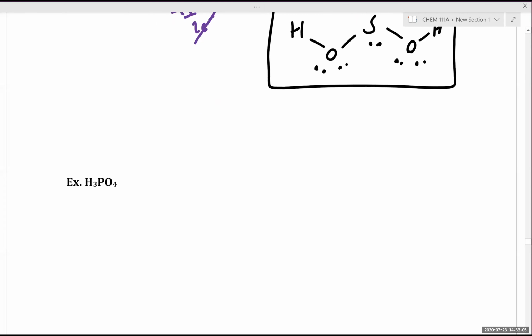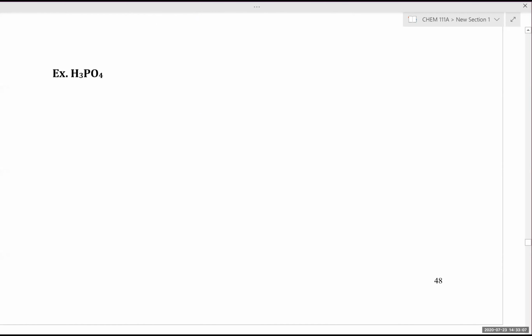Okay, so let's take a moment and spend about 3 to 5 minutes working on the following example. I'd like you to draw a valid Lewis structure for phosphoric acid, and message me in the chat the number of double bonds to phosphorus. If you have any questions when drawing this structure, don't be shy to ask. Practice makes perfect for these sorts of problems.